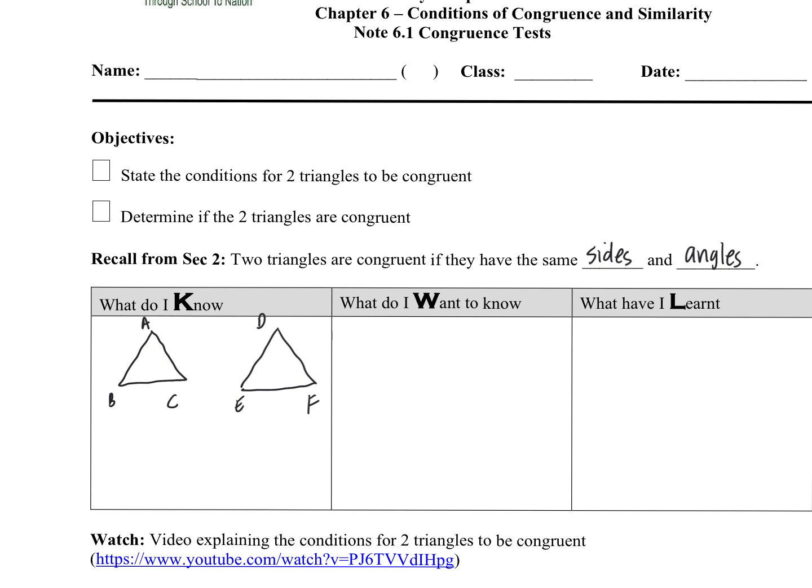Meaning, this angle should be exactly the same as this. This match with this. This match with this. So when we say two triangles are congruent, the corresponding ones, the matching ones, meaning angle A must be equal to angle D, angle B must be equal to angle E, and the last angle C must be equal to angle F.